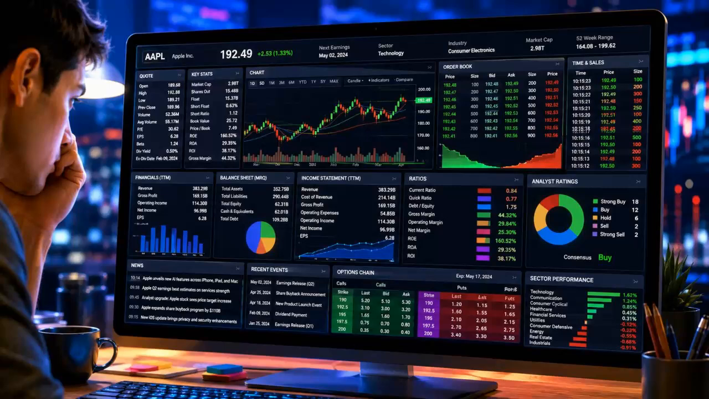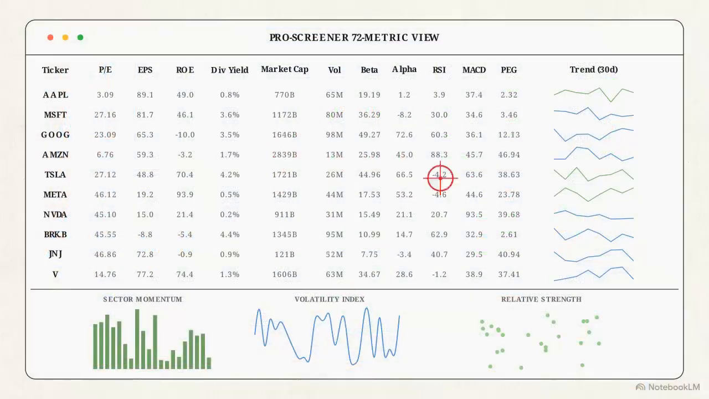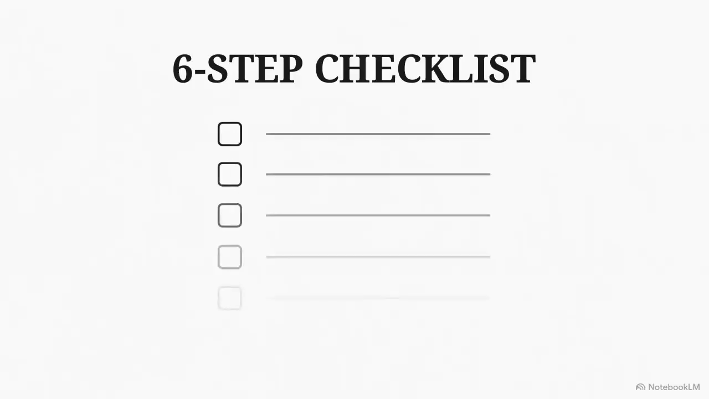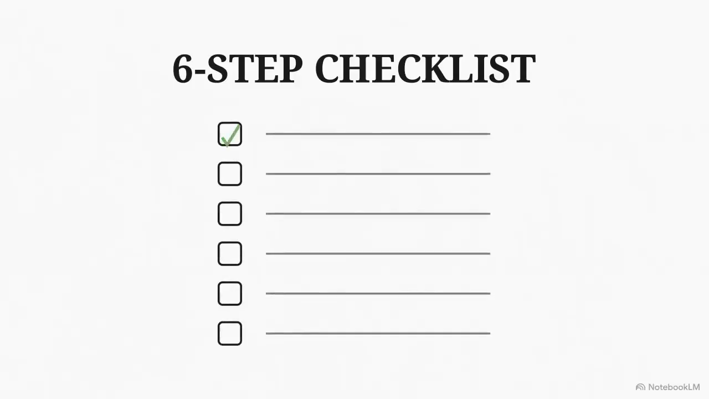You log into a stock screener for the very first time, type in a ticker symbol, and immediately get hit with a wall of numbers. Staring at 72 different metrics on a single screen is paralyzing when you don't know which specific data points actually drive long-term value. But you don't need a finance degree to cut through the noise. You just need a strict 6-step checklist for fundamental analysis.